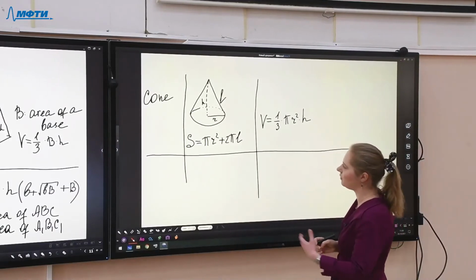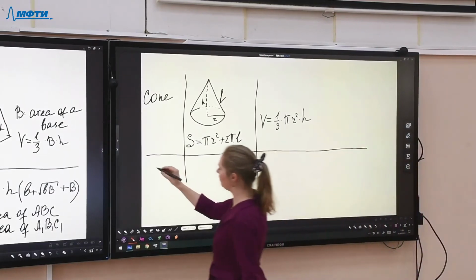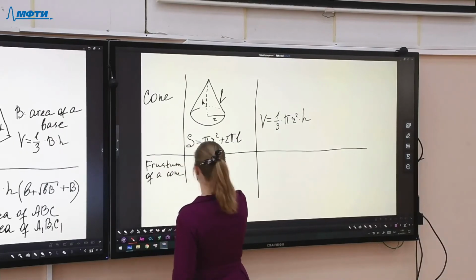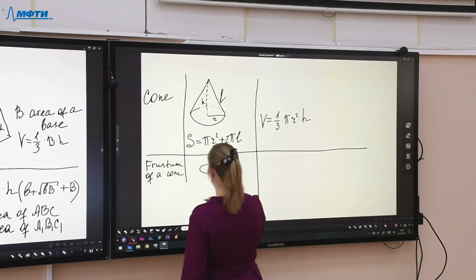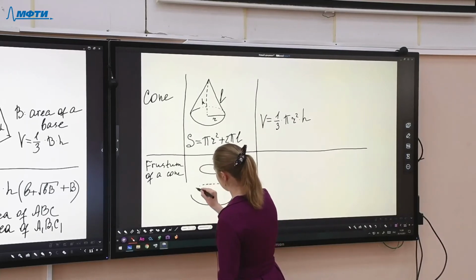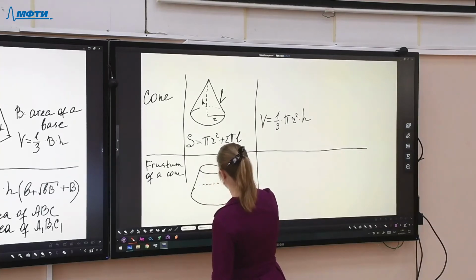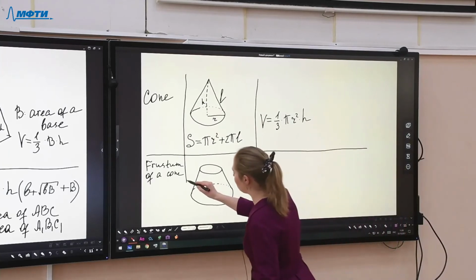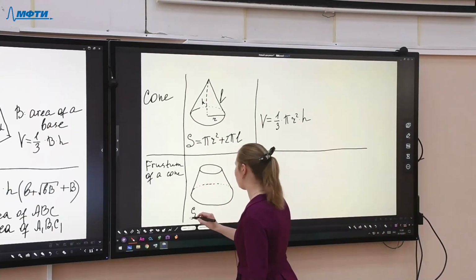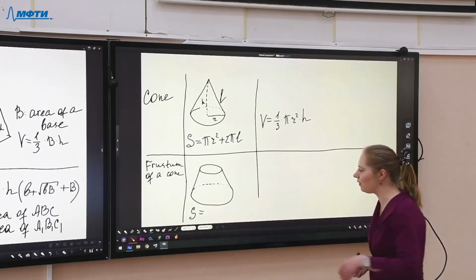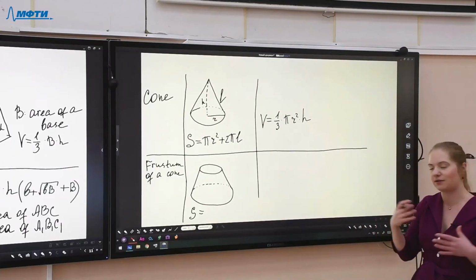And we have a cone and we have a frustum of a cone. Here we have small circle. Here we have big circle. Okay, our cone. If we want to calculate the area of the surface of this frustum of a cone, we can use the following formula. First of all, of course, we need to calculate the areas of bases.